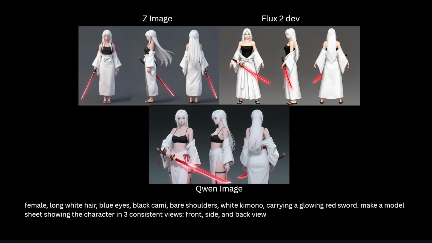Next, let's test how good it is at creating some character design sheets. So we have a female, long white hair, blue eyes, black cami, bare shoulders, white kimono, carrying a glowing red sword. Make a model sheet showing the character in 3 consistent views, front, side, and back view.